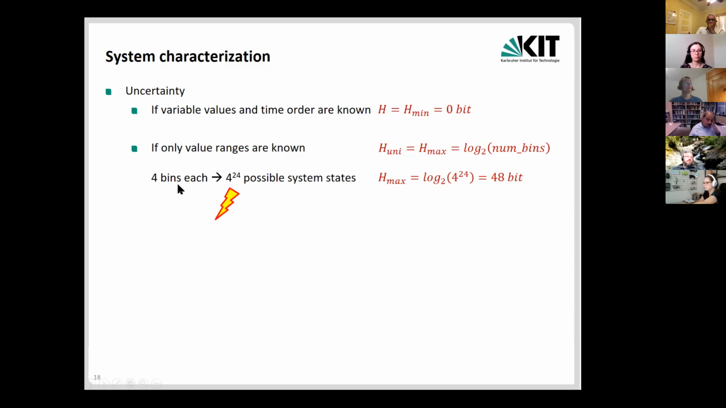And because now we have 4 bins for each variable, and we have 24 variables, we have 4 to the power of 24 possible individual system states, which is quite a lot. But due to the logarithm, the uncertainty, if we just know the value bounds and the dimensionality, is 48 bits. So this is the worst that can happen, and actually it's not the worst. We could be much worse off if we have a poor model for prediction. This would be our best default model and our lower benchmark for model performance.